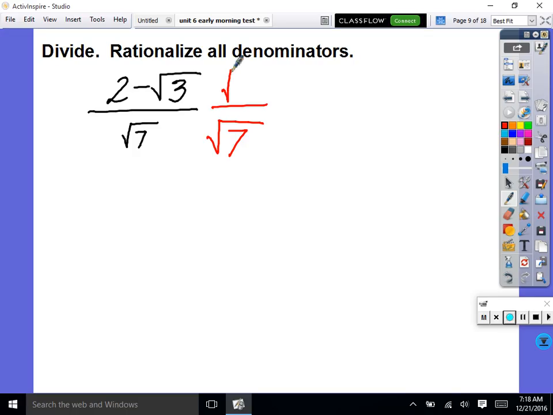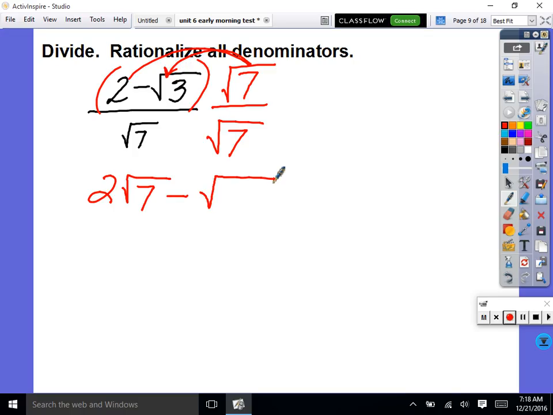Multiply by the square root of 7 over the square root of 7. Now, I cannot stress this enough. I have 2 terms right there. If you ever have 2 terms, you need to put parentheses around them. Everybody understand? Now, what am I going to do? Distribute, because it's square root of 7 times the whole top, correct? Not just a piece of the top. Everybody agree? Square root of 7 times 2 is 2 square roots of 7. Square root of 7 times negative square root of 3 is negative square root of 21. Then you'd say, do either of those simplify? 7 times 3, so no. Okay, then we're good.